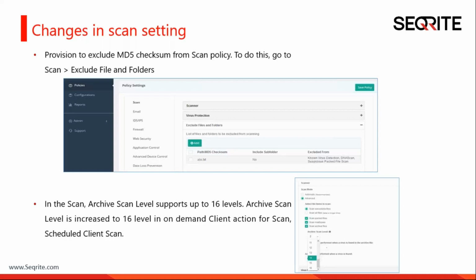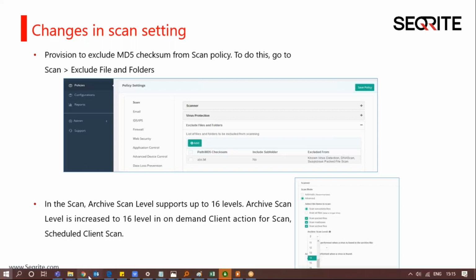And one more scan related change is about archive level scanning. We will support archive scan level up to 16, and any malware residing in the 16th level of the archive can also be detected using our scan. Now let's see how to access this in the console of EPS Cloud.